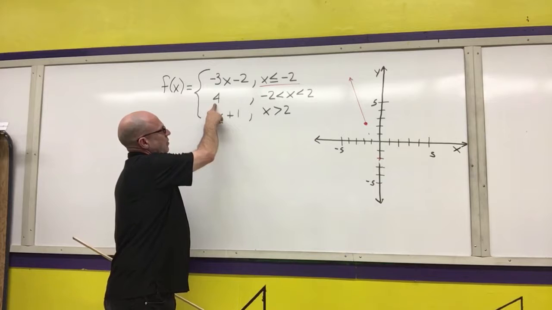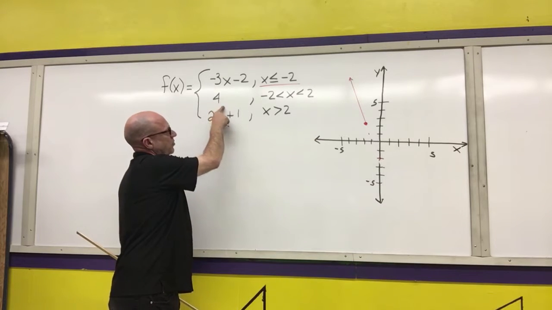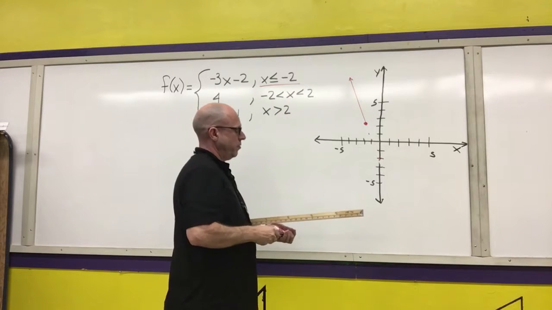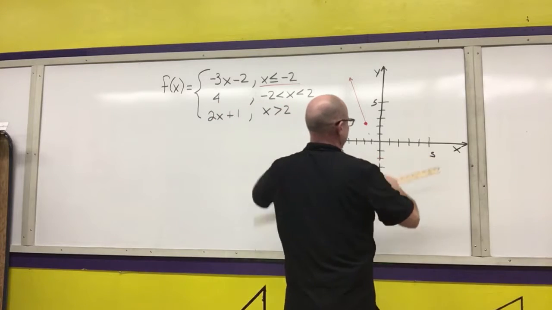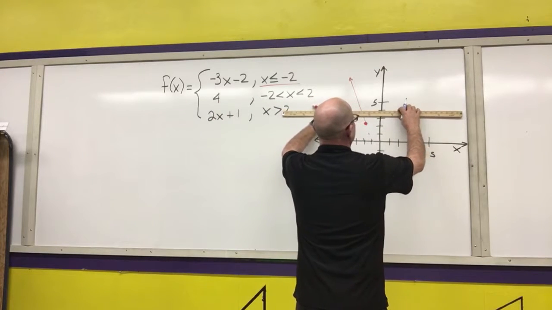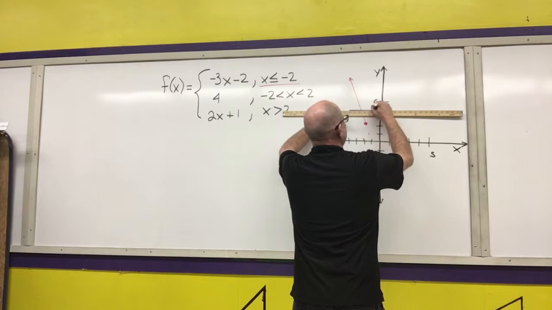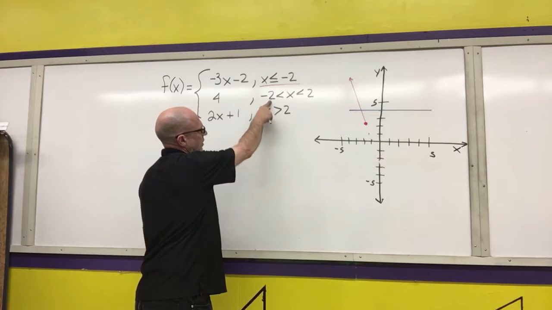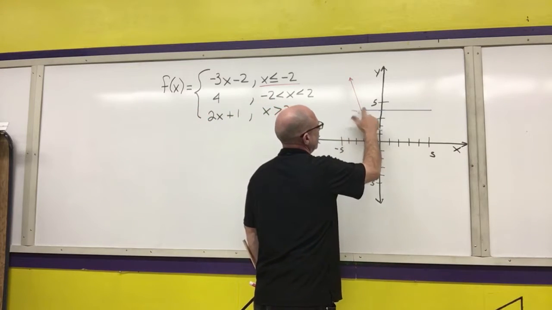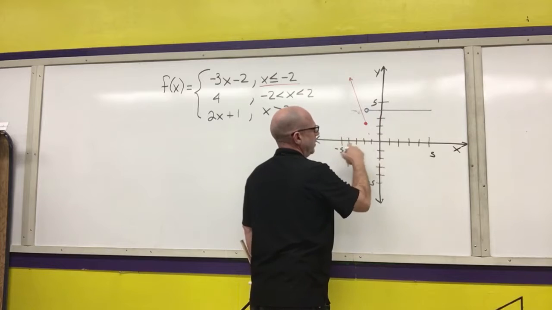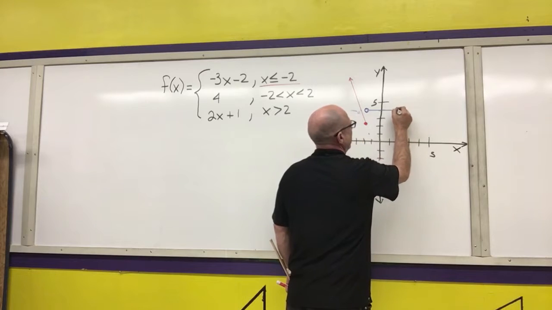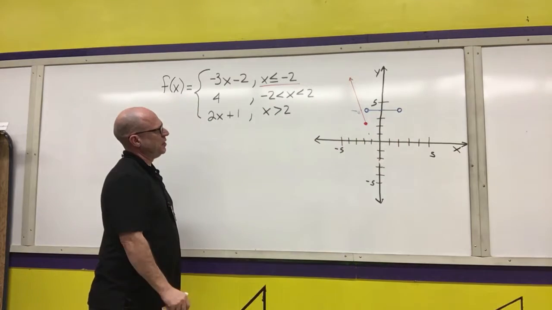The next one says my equation is f of x equals 4 in between -2 and 2. So the line y equals 4 is a horizontal line that goes through 4. So I draw my line, and then I ask myself, okay, it starts at -2, but one key point about this is it does not actually get to -2, so I put a hole there. And it goes all the way over to 2. And I put a hole there. So that's that portion of the piecewise function.